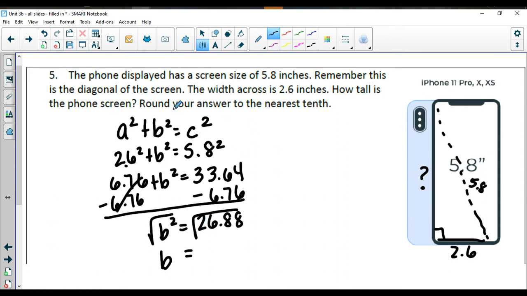So how tall is the phone screen? Round your answer to the nearest tenth. This would mean one number after the decimal point. So the 8 is going to make this round up to 5.2. And our answer label is inches.